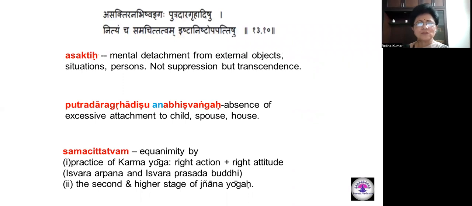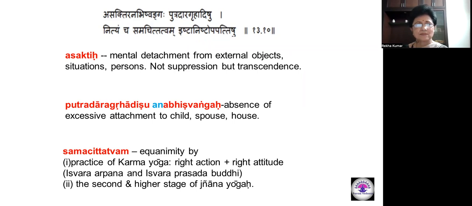Verse 10 enumerates 3 virtues. Asaktihi, which is mano nigraha, mental detachment from external objects, situations, and persons. This is not suppression, but transcendence, because this detachment arises from self-discrimination. Putra dara gradishu anabhishvangaha. Abhishvangaha is excessive attachment, and anabhishvangaha is lack of excessive attachment to what? To child, spouse, and house. Putra dara gradishu. And these are common mamakaras that all of us have.